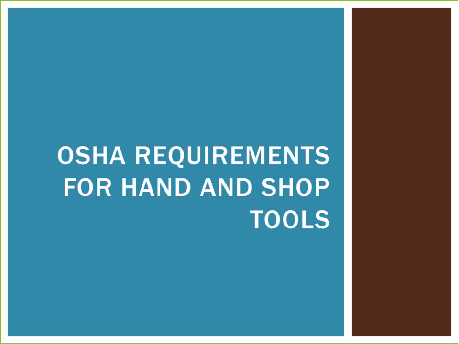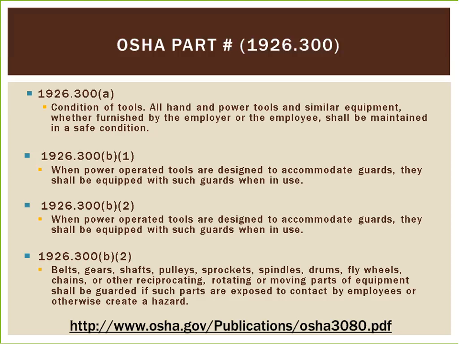Next, we will review OSHA requirements for hand and shop tools. Many of the OSHA requirements can be found in Part 1926-300. 1926-300A pertains to the condition of tools. Both of the next sections, B and C, pertain to safety guards. For additional information regarding OSHA requirements surrounding hand and shop tools, please visit the site shown on the screen.